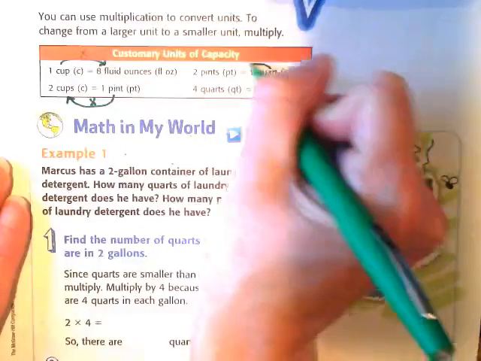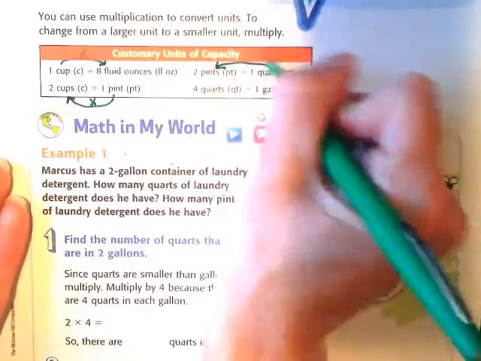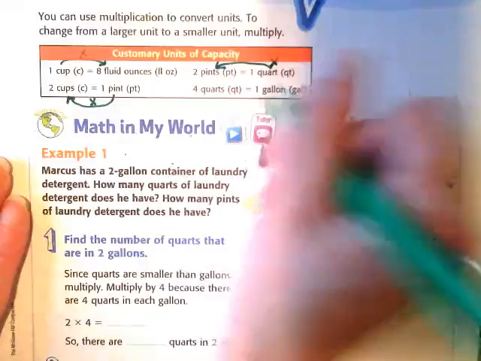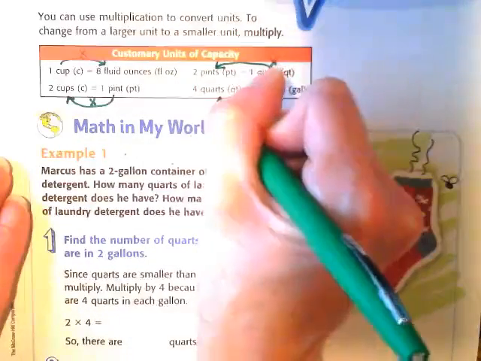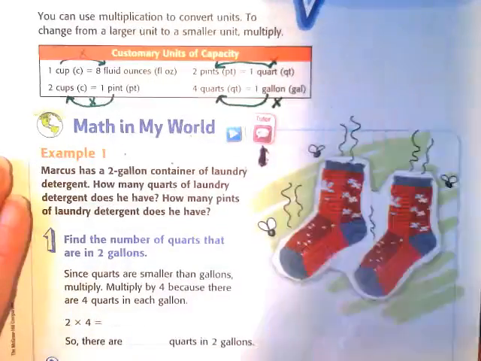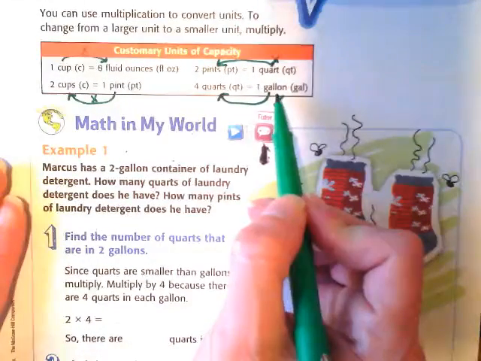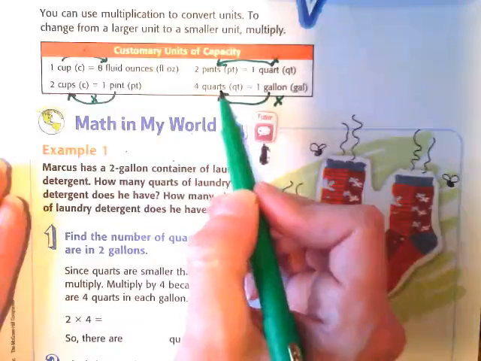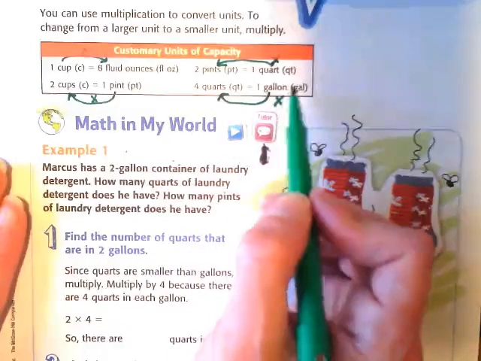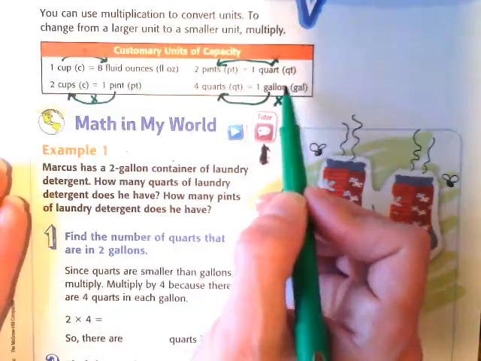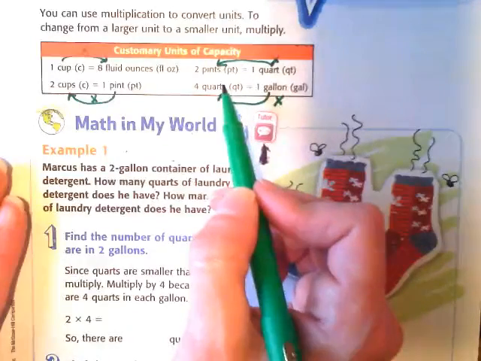From quarts to pints, multiplication. From gallons to quarts, multiplication. Because whenever I'm going from a bigger unit of measurement to a smaller unit of measurement, you multiply. A gallon is a bigger size container than a quart would be.